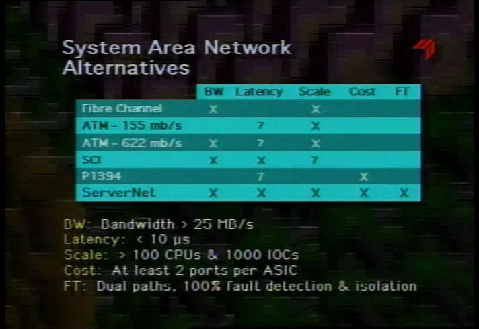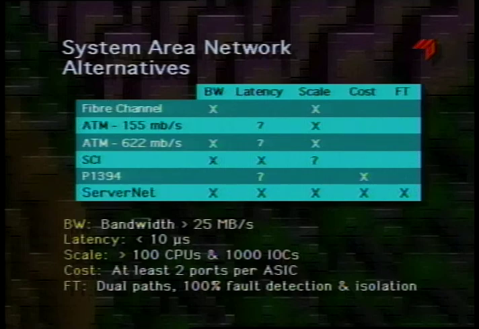I won't go through the details of each of the other designs. Scalable Coherent Interface has high bandwidth and low latency, but again there's some question of the cost. And many of the vendors with designs based on Scalable Coherent Interface are making their own modifications, so it's doubtful whether there will be a set of standard components that can be purchased which will be interchangeable. The 1394 standard is the only one, when we were designing our system area network, which met the cost goals, but unfortunately it didn't meet the other goals.